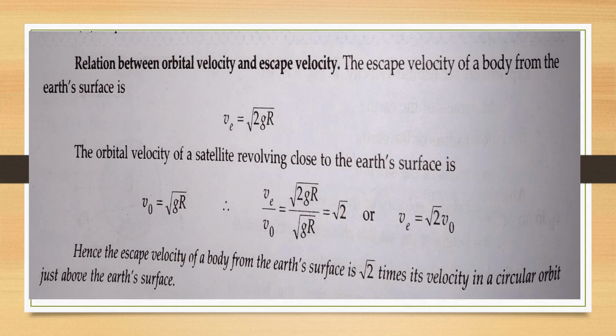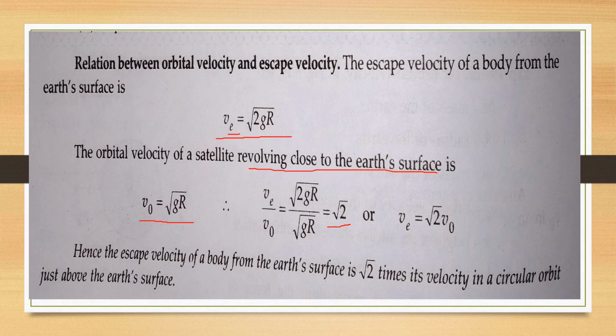Next topic is a relation between orbital velocity and escape velocity. We know that the escape velocity of a body from the Earth is given by the relation VE is equal to under root of 2gr. Here the subscript E signifies escape velocity, and the orbital velocity of the satellite revolving close to the Earth's surface is given by V naught is equal to under root of gr. Divide both the terms, and we get the answer, that is equal to under root 2.